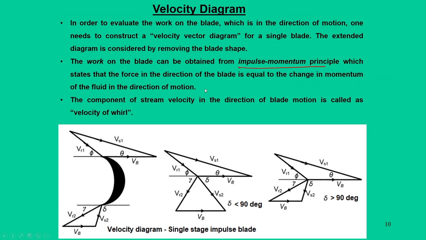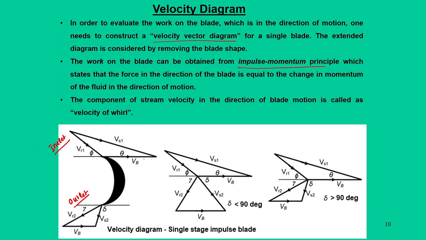of the motion. And the component of the stream velocity in the direction of the blade motion, we call this the velocity of whirl. So, for that reason what we require is the velocity vector diagrams. So, we consider a single blade and try to find out the velocity diagrams. Here, when the fluid jet comes and hits, this is what we say is the inlet velocity triangle, and this is the outlet velocity triangle.